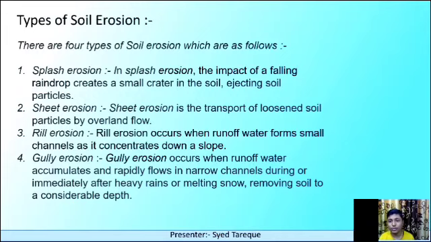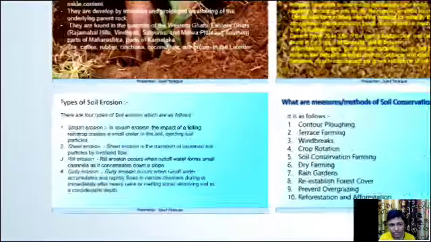Sheet erosion is the transport of loosened soil particles by overland flow. Third is rill erosion. Rill erosion occurs when the runoff water forms small channels as it concentrates down a slope. Fourth is the most severe one, which is gully erosion. Gully erosion occurs when runoff water accumulates and rapidly flows in narrow channels during or immediately after heavy rain or melting snow, removing soil to a considerable depth.